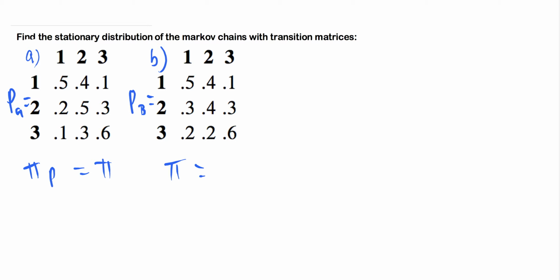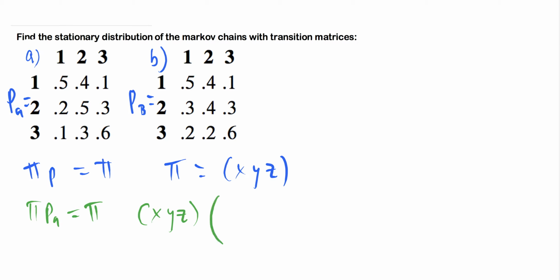In our case, we're going to have the vector x, y, z because our matrix is 3 by 3. Multiplying this vector by the matrix should lead to itself. If it's going to be something that converges, that's essentially the definition, loosely. So getting right to it, I'll do this in green. In our case for part A, we want pi times PA equals pi, which is essentially just our vector times our matrix.